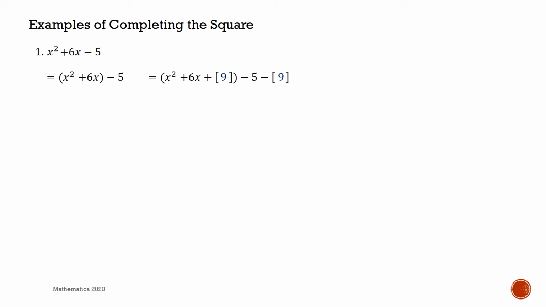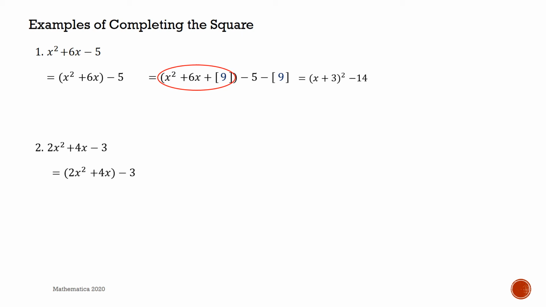Now what happens here is that I just created a perfect square. So x squared plus 6x plus 9 simply becomes x plus 3 all squared minus 14. Okay, fairly simple. The next one, a little bit more challenging because now we have a coefficient in front of x squared. So, same idea, I'm going to put brackets around the x's.